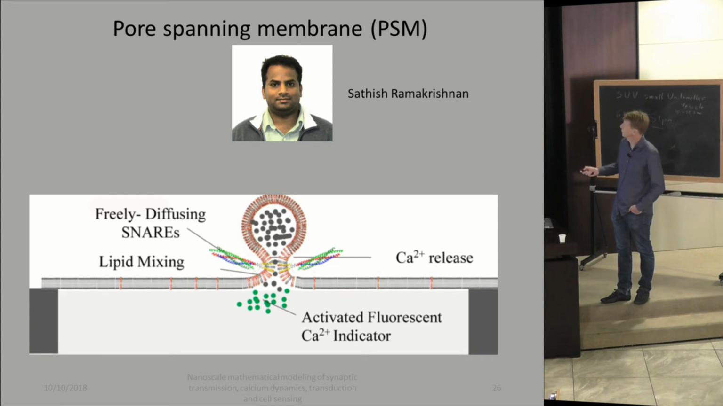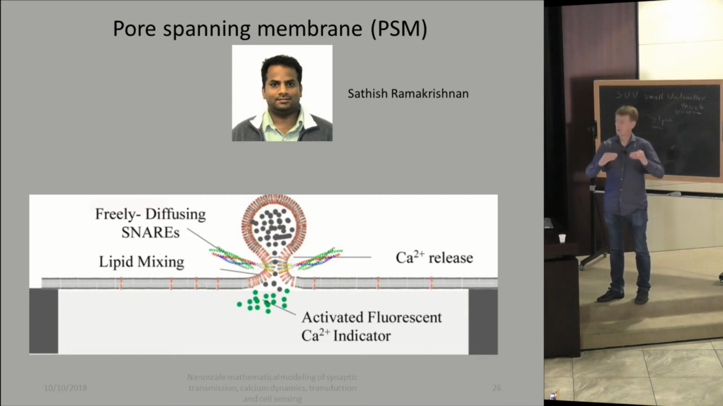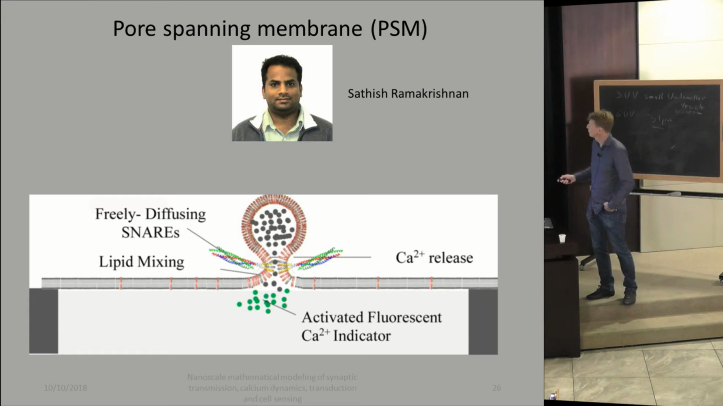So the idea of the pore spanning membrane is to have a membrane that's held on a hole in a substrate, let's say. So you have a hole in a substrate, and you have the membrane that's there. And here you have a membrane that's free between two aqueous media. And you can look at single vesicle fusion.